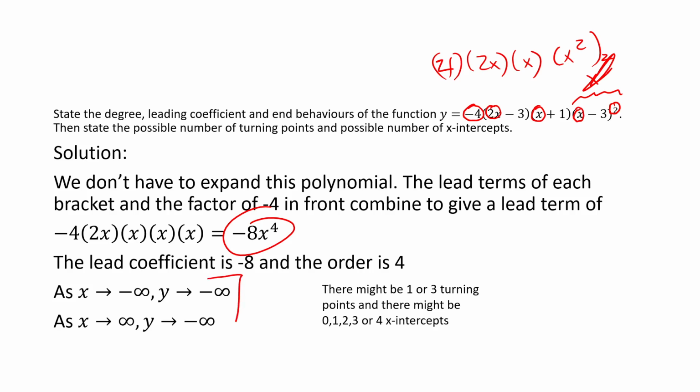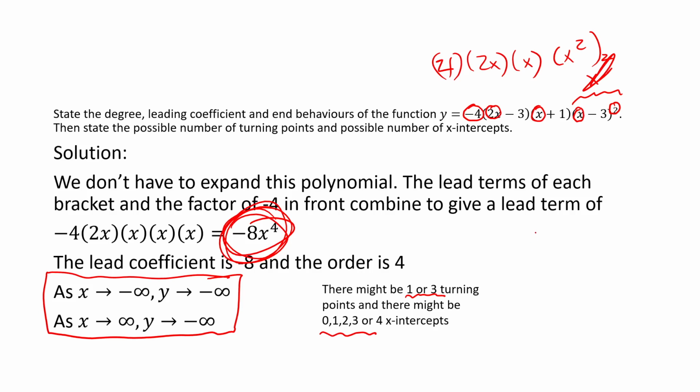From that, I can tell you what my end behavior is. I can tell you that there might be 1 or 3 turning points, and I can tell you how many x-intercepts there might be based off of the knowledge of the degree of the function.